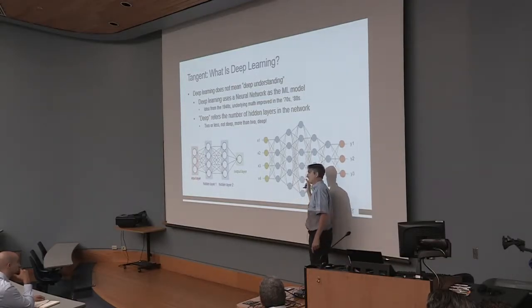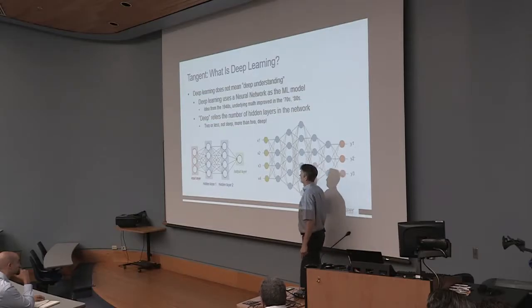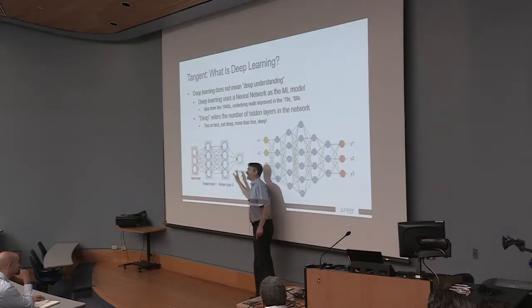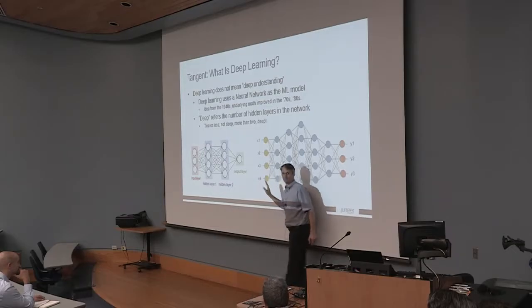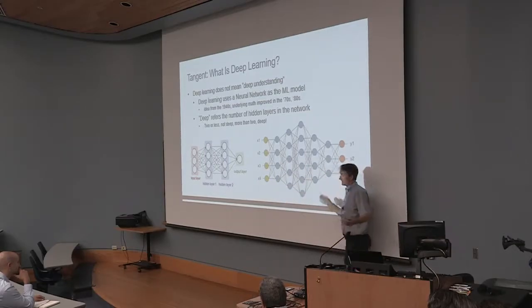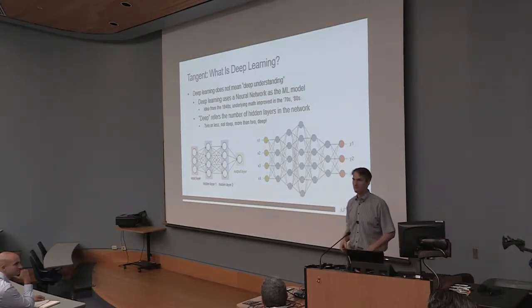And so the deep refers to how many layers deep is your neural network. It turns out that they can solve some really interesting problems with that. But that's what deep learning is about, is a neural network where it's got more than two hidden layers.